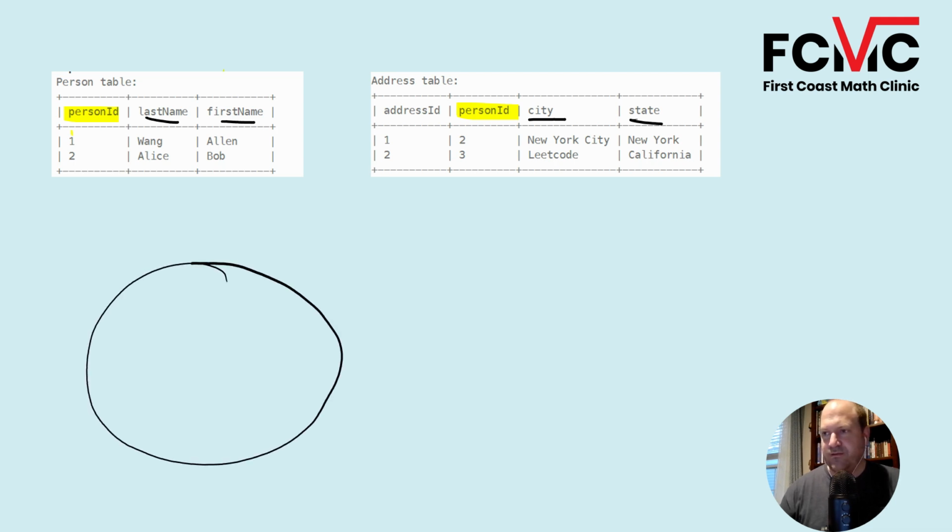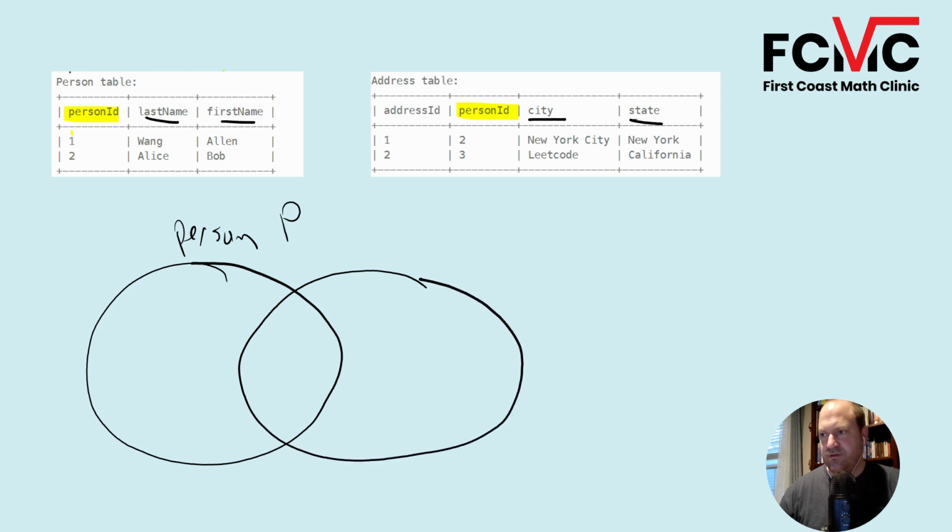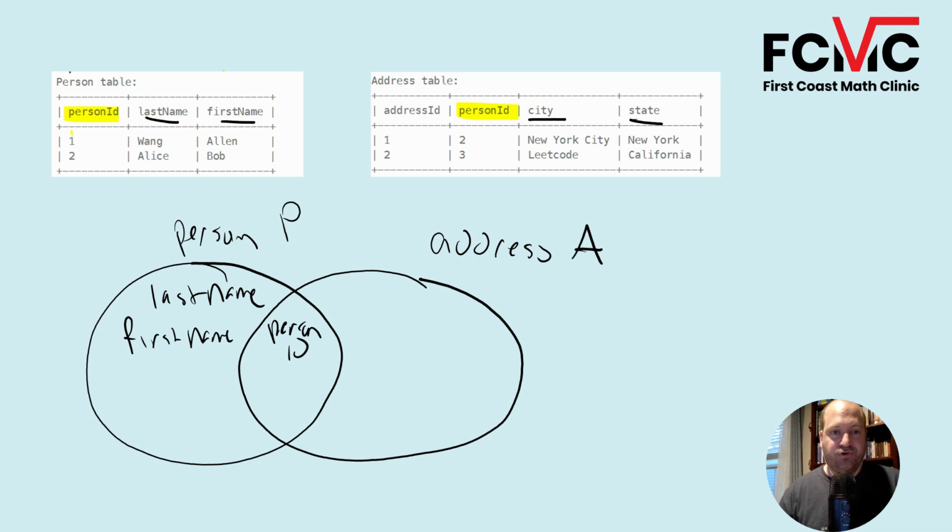If I've got my person table here, we can alias this as P, and it's going to overlap with our address table, which we're going to alias as A. In our person table, we're going to have last name and first name. We're going to have our person ID overlapping, because it's in the person table and in the address table. And our address table has city and it has state.